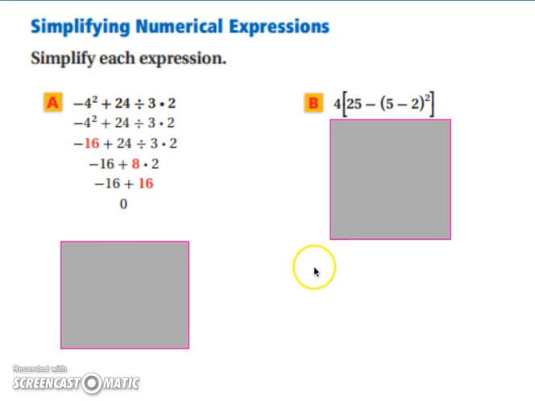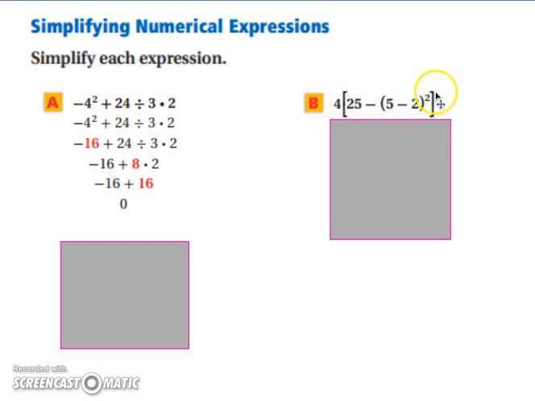Let's try this next problem. So we have 4, and then inside a set of grouping symbols, we have 25 minus another set of grouping symbols of 5 minus 2 squared. Whenever you have multiple things going on inside of parentheses, you're going to go to the innermost set of parentheses and then follow your order of operations with that. So you have your parenthesis around this 25 minus quantity 5 minus 2, that quantity squared. So this is the set of parentheses we're going to look at first. So we're going to kind of ignore the 4's existence for a while.